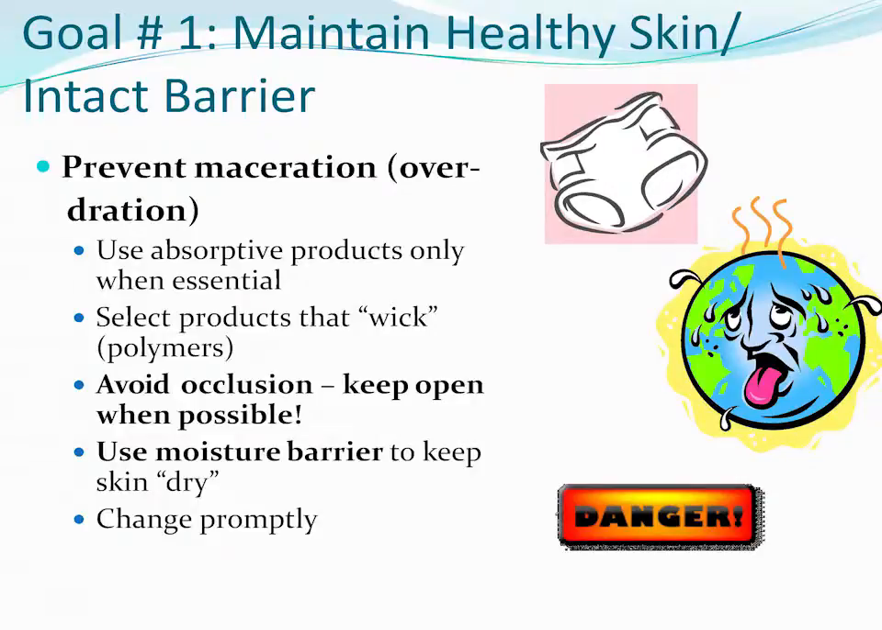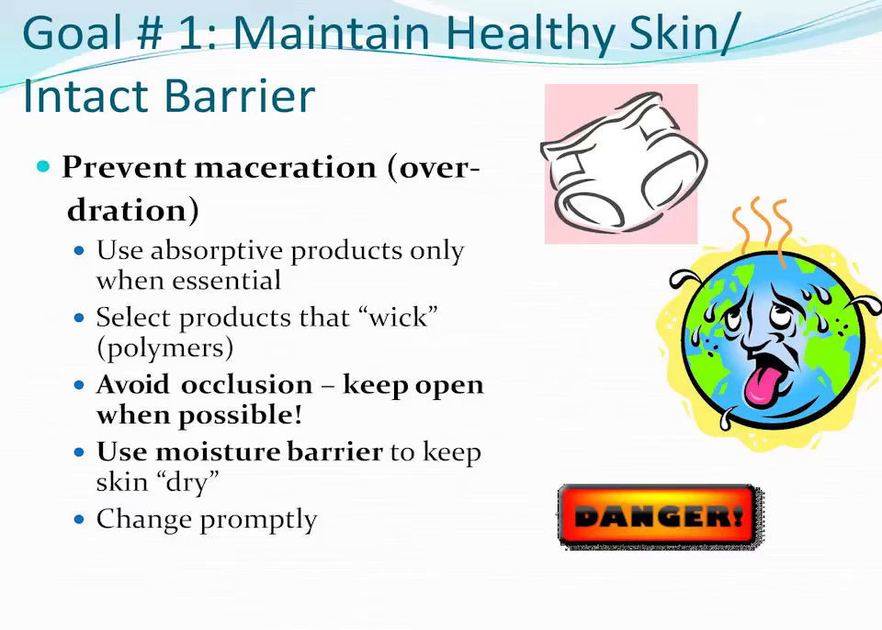And this was covered beautifully yesterday, so I'll summarize. We should be using absorptive products only when essential. And sometimes they are essential. But first I should see, can I toilet this patient? What did we hear yesterday? Toilet, toilet, toilet. Exactly right. Secondly, could I use a containment product instead of an absorptive product? Could I use a condom catheter? Could I use a fecal containment pouch?